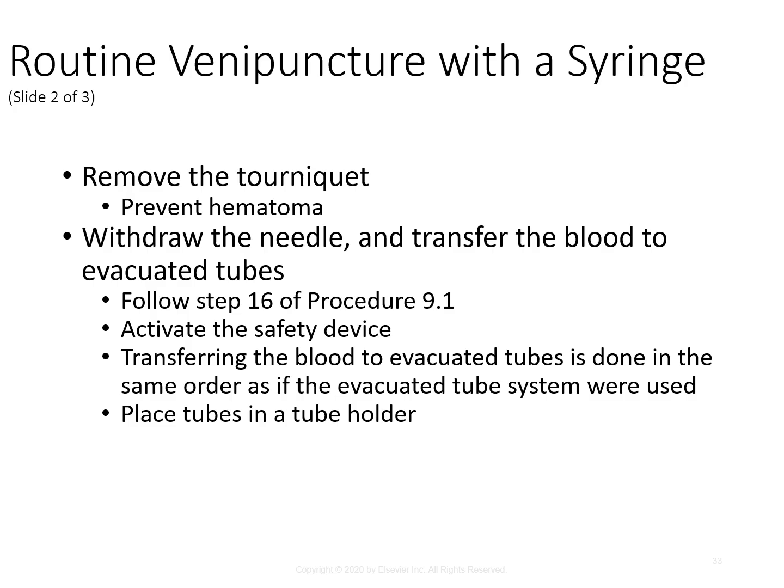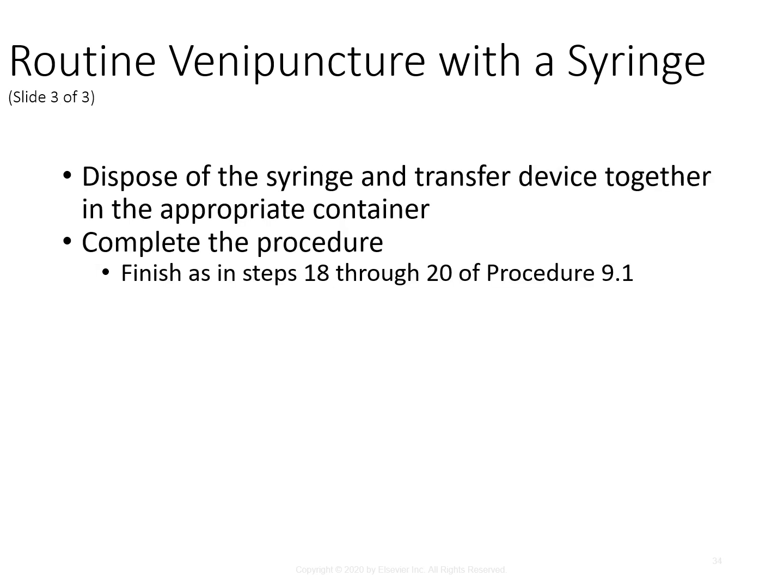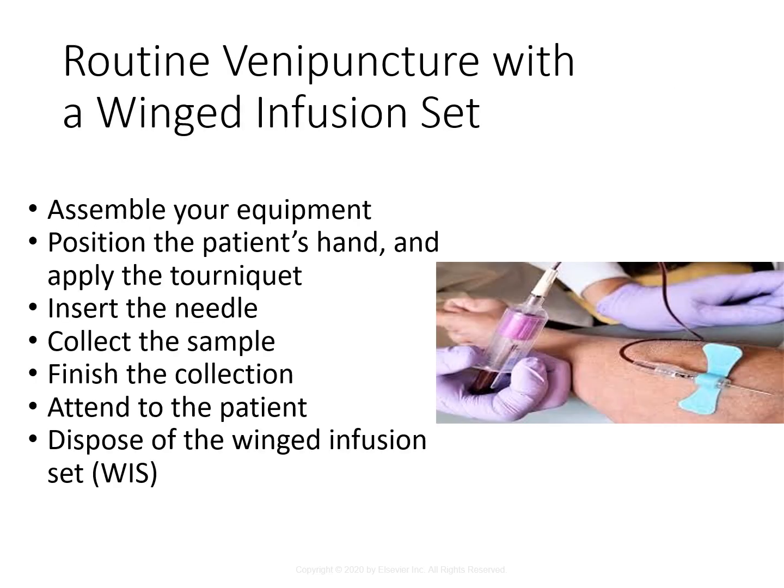You're going to transfer the blood with the transfer device, which we'll show you in clinicals. And then you're going to place the tubes in a tube holder. You're going to dispose of the syringe and transfer device together in the puncture-proof container. And then you're going to sanitize your hands and remove your gloves as well.